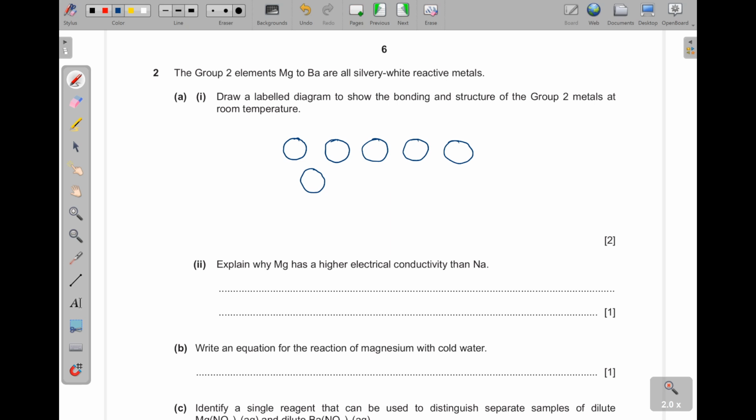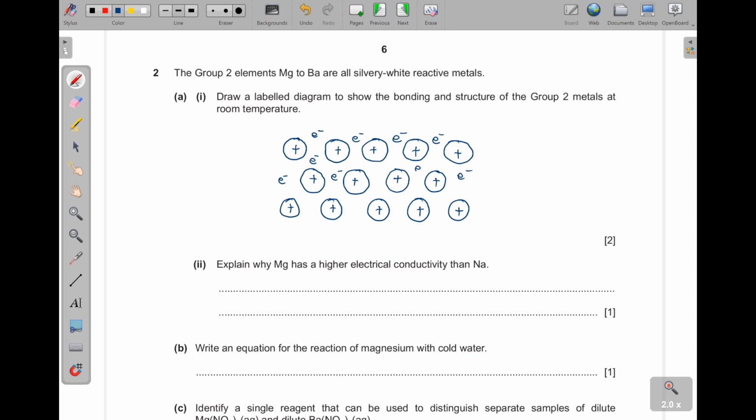So we have the metal ions here, they are in a pattern, they are in layers, like that. They are positively charged, so just put a plus for all of them, and then in between them or around all of them we must have electrons, which are negatively charged, delocalized. To be delocalized means you're not in one place, you are free to move.